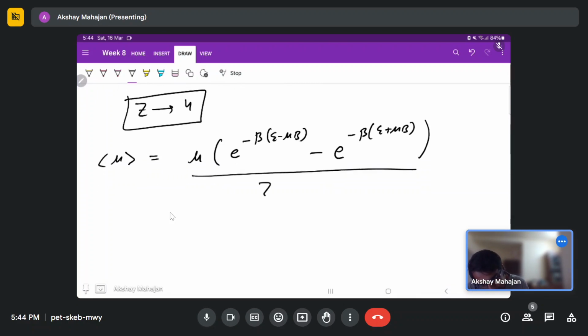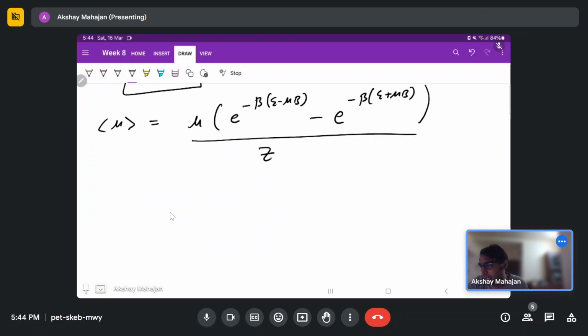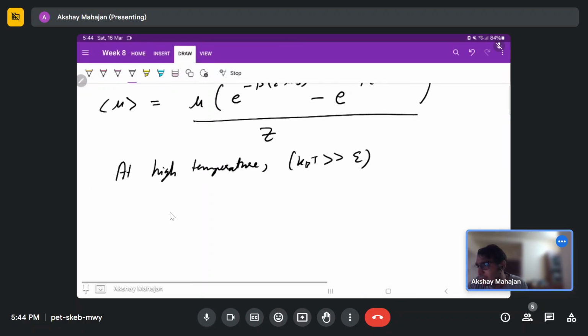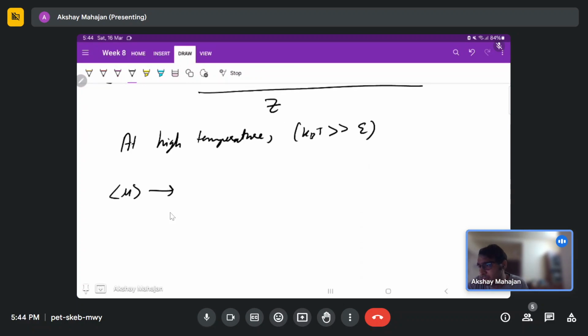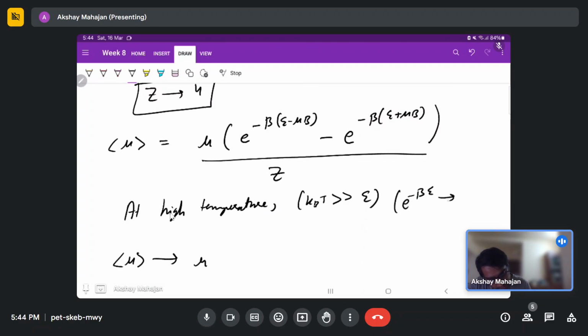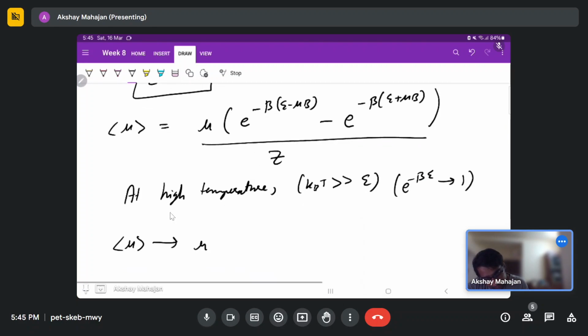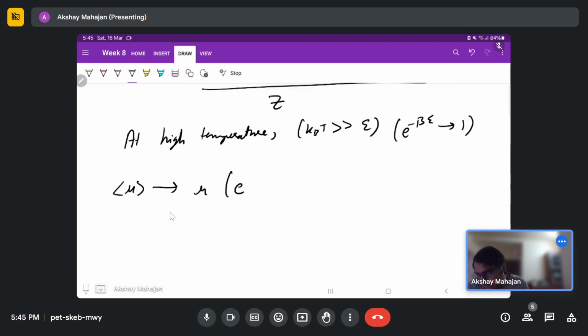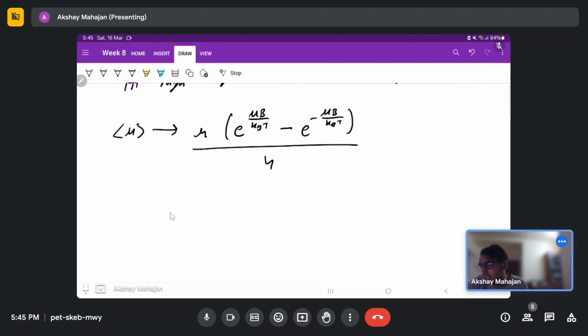divided by z. So now at high temperature, that is kBT much greater than epsilon, the average magnetic moment will tend towards mu, and e to the power minus beta epsilon will tend towards 1. So we will have mu times e to the power mu b by kBT minus e to the power minus mu b by kBT, divided by z. We have already found it tends towards 4.